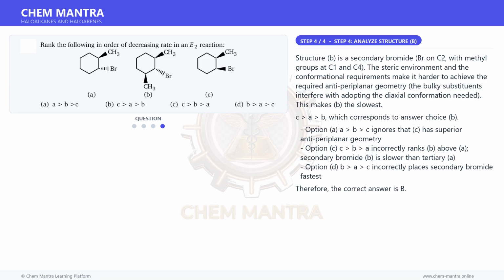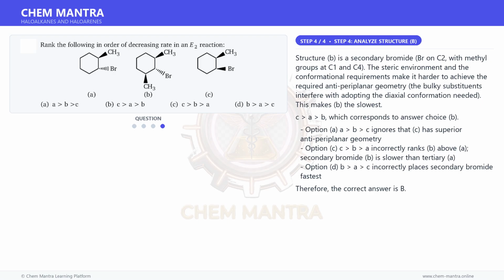And for the final step. Structure B is a secondary bromide, Br on C2 with methyl groups at C1 and C4. The steric environment and the conformational requirements make it harder to achieve the required antiperiplanar geometry. The bulky substituents interfere with adopting the diaxial conformation needed. This makes B the slowest. CAB, which corresponds to answer choice B.